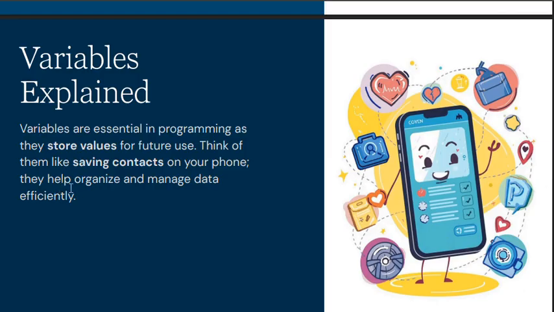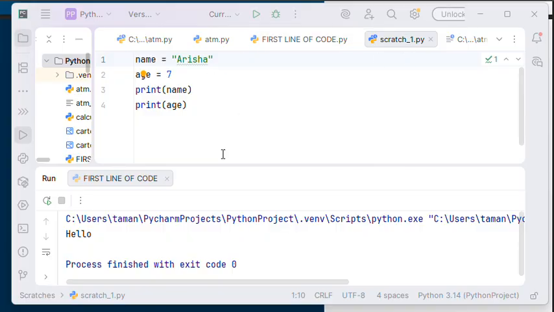So think of variables like contacts saved on your phone. You give a name to each contact like mom or dad and store the number. So later, whenever you need it, you can quickly access it. Variables work in the same way for data in your program. Let's understand this with a real life example.